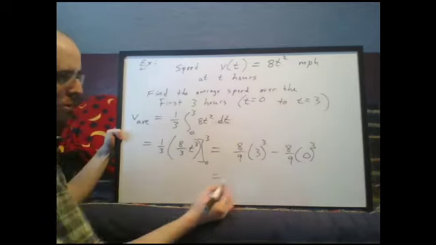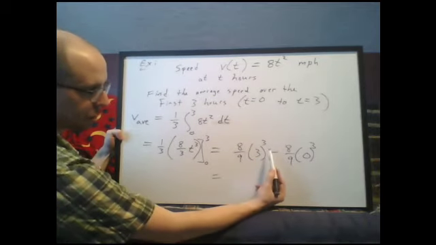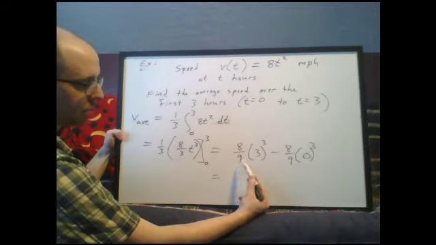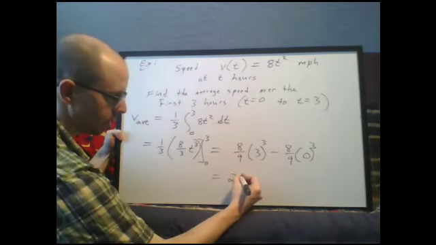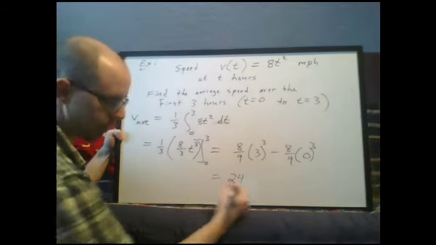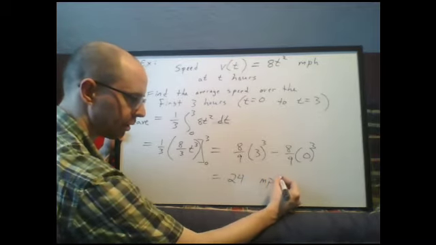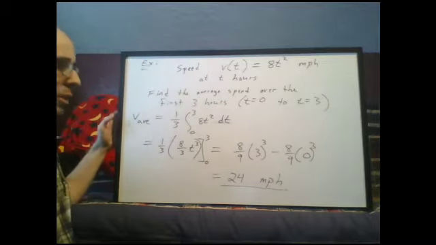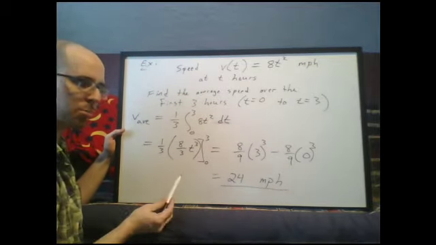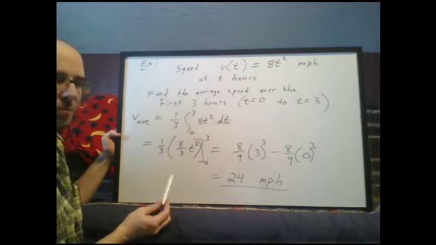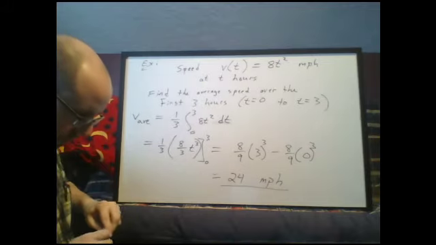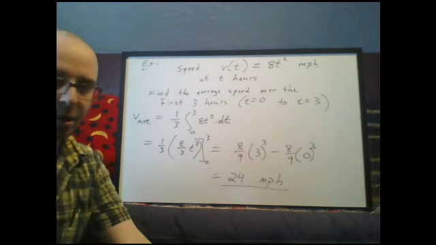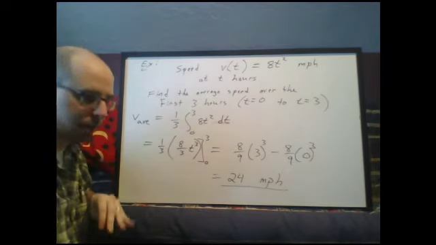0 cubed is 0, so it's just this. 3 cubed is 27, divided by 9 is 3. So that just gives us 3 times 8 is 24. And so this would be our miles per hour. Over the first 3 hours traveling with this velocity function, our average speed would be 24. Right.